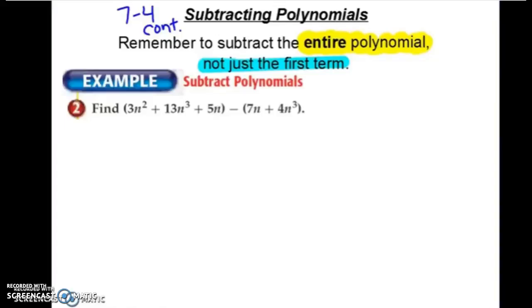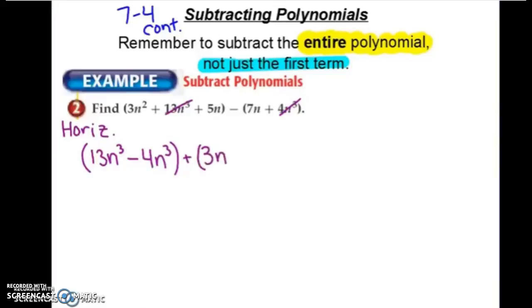Just like addition, we can do this the horizontal or the vertical way. I'm going to show you the horizontal way first. Remember, when you do the horizontal way, you have to line up your like terms in a row and group them together. I always start with the highest exponent. It keeps my answers neat and organized. So 13n to the third, now minus 4n to the third from the other side. Group it together, and then you always separate your groups with addition.